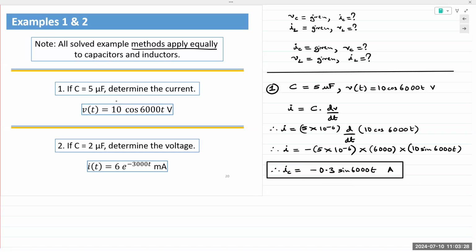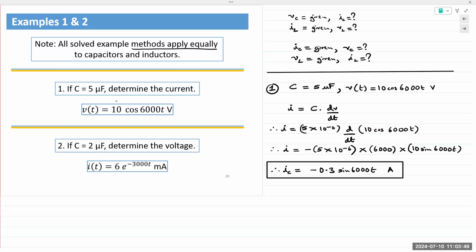Okay. All right. Does the method make sense? Even though we don't have the circuit, we are not analyzing the circuit at all. We're just taking a capacitor component anywhere in a large circuit. We are given the voltage and you're asked to find the current.